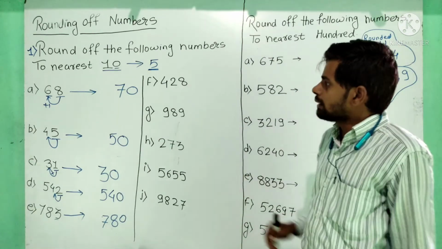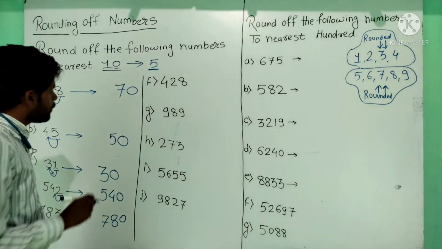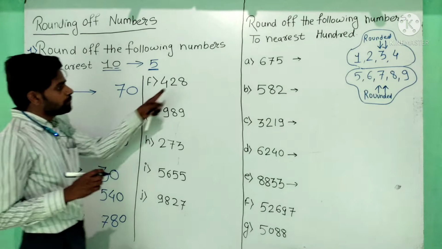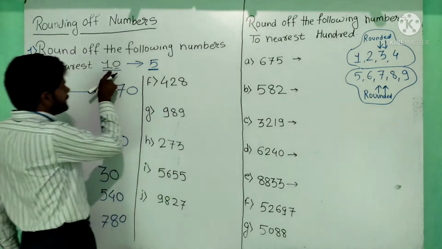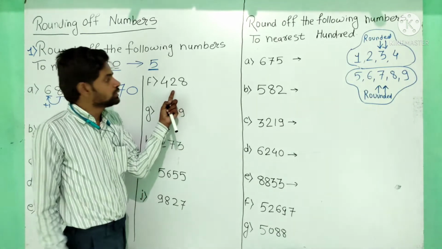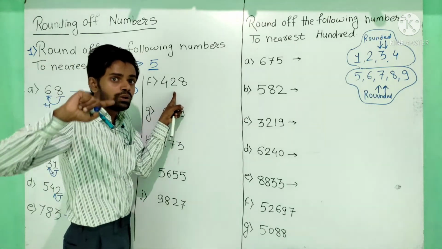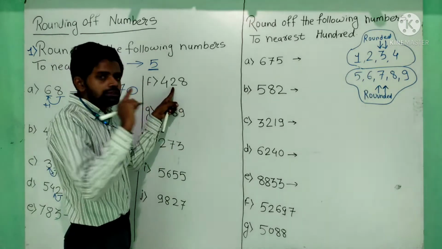Okay, now look everyone here, 428. We have to find the nearest 10 of 428. We have to observe the digit before the tens place. You are finding the tens, right? Ones and the tens. We have to round up the number. Round up means we have to decide whether to increase it or not.